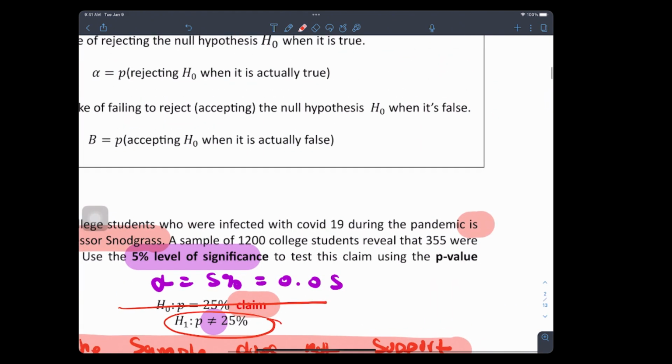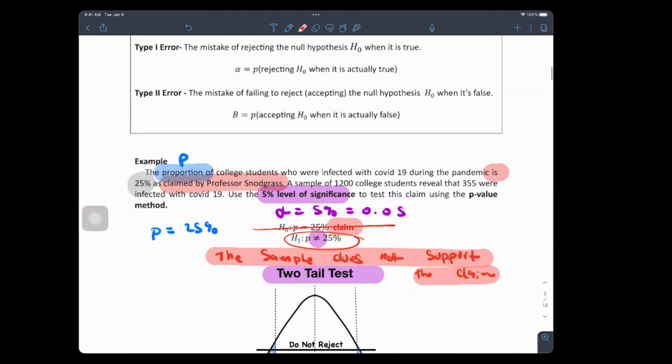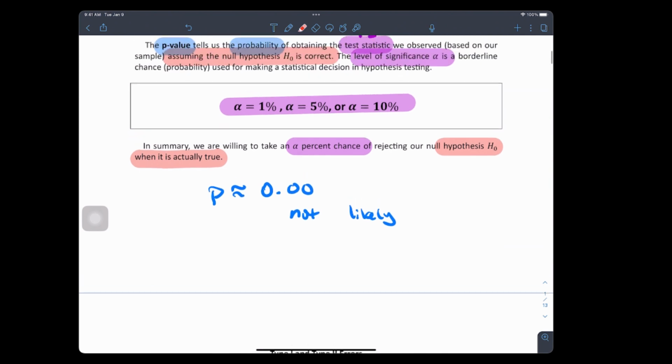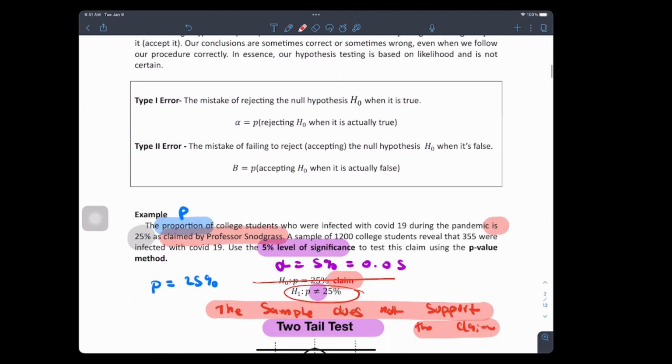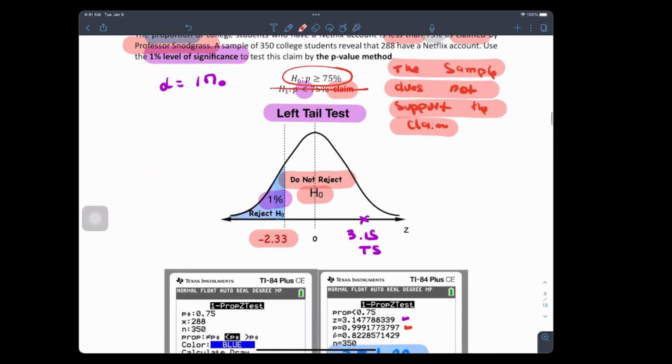Okay? That means it's, well, what does a probability close to 1 mean? You guys remember? The p-value is the probability of obtaining the test statistic, assuming the null hypothesis is correct. So it's almost certain we're going to get that value as a test statistic, assuming that null hypothesis is correct. Almost certain. That's what the p-value is, ladies and gentlemen. It's a probability.